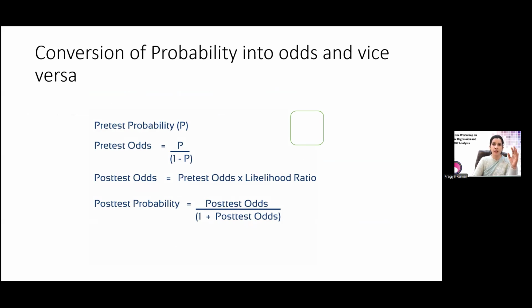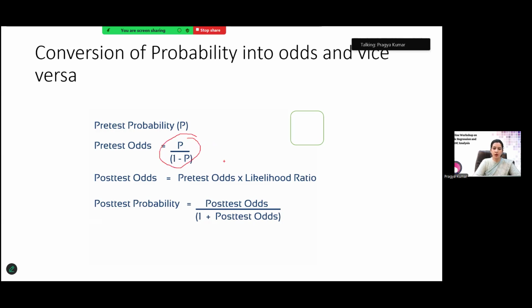So we have this pre-test probability, let's say for anemia. If the pre-test probability is 0.7, what will be the value of pre-test odds? It will be P divided by 1 minus P. And this is the formula of your likelihood ratio. So your post-test odds is equal to your pre-test odds times the likelihood ratio.